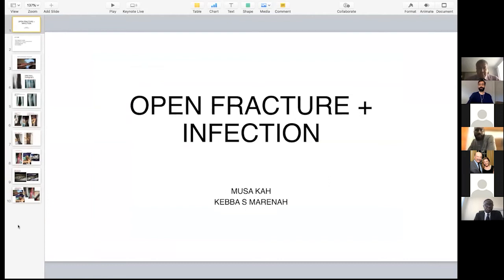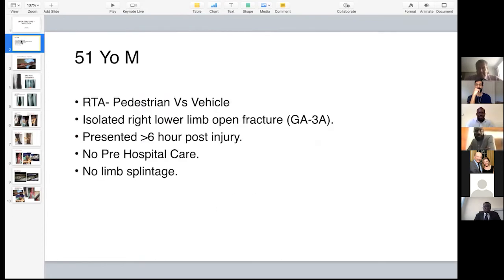So this is a case that I myself and Dr. Martin took part in managing. Next slide, please. It is a case of a 51-year-old male who was involved in a road traffic accident in which he was the pedestrian and was knocked by a vehicle. Initial assessment showed an isolated right lower limb open fracture, about Gustilo 3A. He presented roughly 6 hours post-injury to our ER.